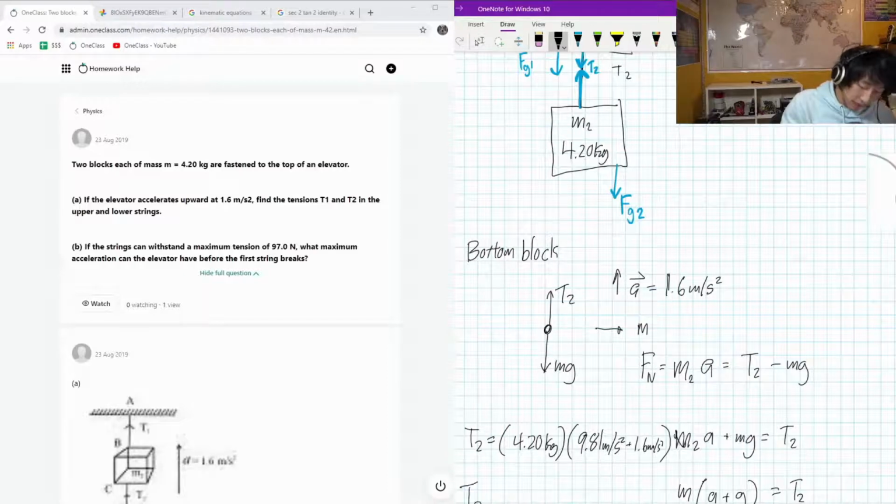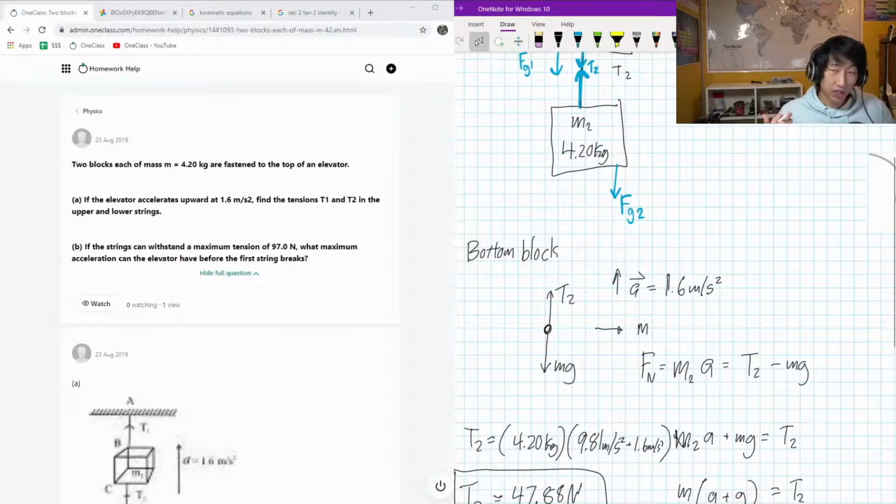Okay, originally they were going opposite directions, but after the algebra they're going the same direction, so let's math that out. And it also makes sense because you would expect that the tension, to pull it upwards, has to be more than gravity. So 4.2 times (9.8 plus 1.6), those are in brackets, and we have equals 47.88 newtons of tension in T2.